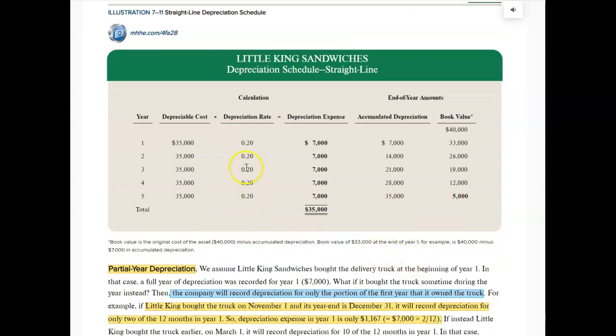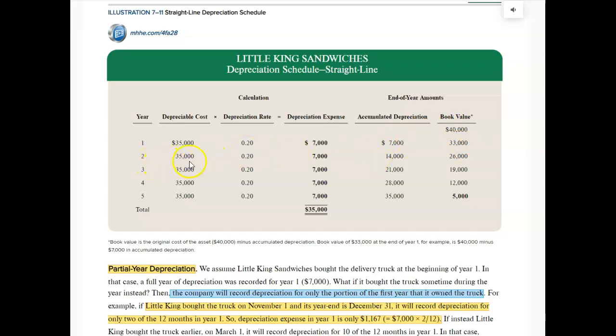So here's a schedule. Here's why I wanted to talk about the 20%, 0.2. This is the depreciation rate, which is 1 over the useful life. 1 divided by 5 equals 0.2. So $35,000 is the depreciable cost times 0.2 equals $7,000. We saw that earlier. At the end of the first year, that is the accumulated depreciation. So at the end of the first year, the book value is $33,000. $40,000 minus 7 gives us 33.